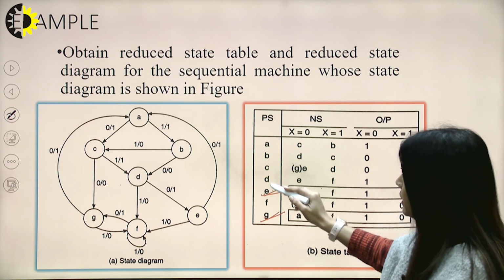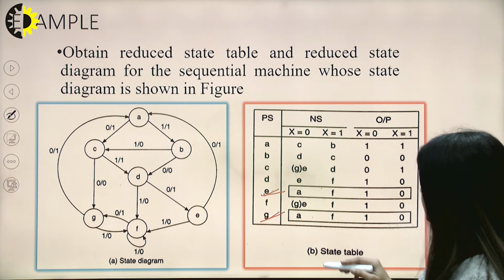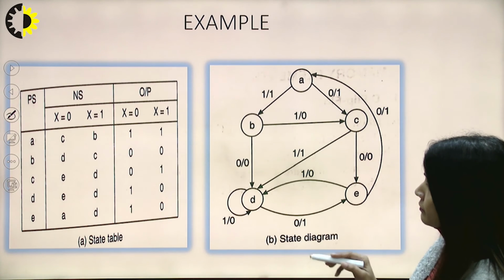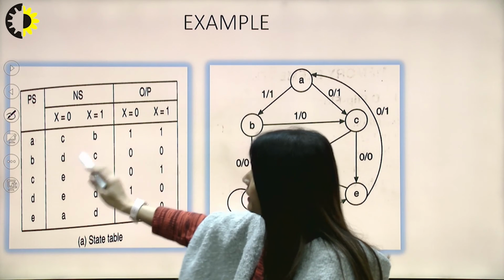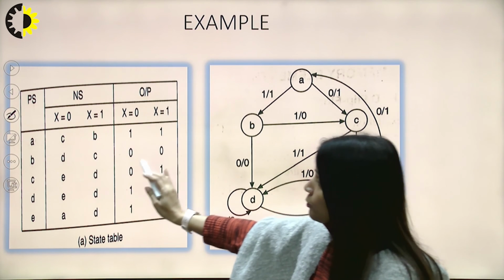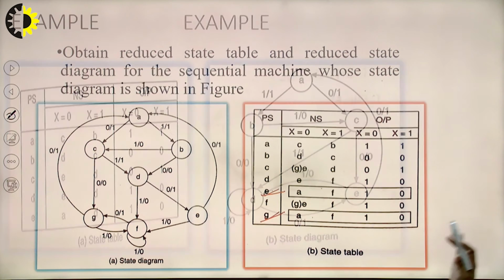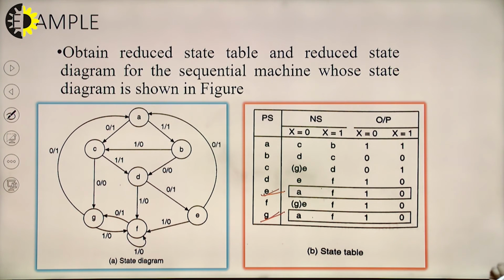A, B, C, D, E. Okay. Similarly, here, the next state and the output 0 and 1. A, B, C, D, E, we have reduced to 5 states. One more state we have reduced, that is F.